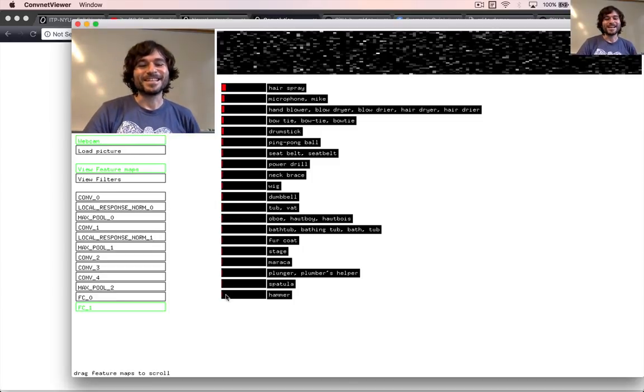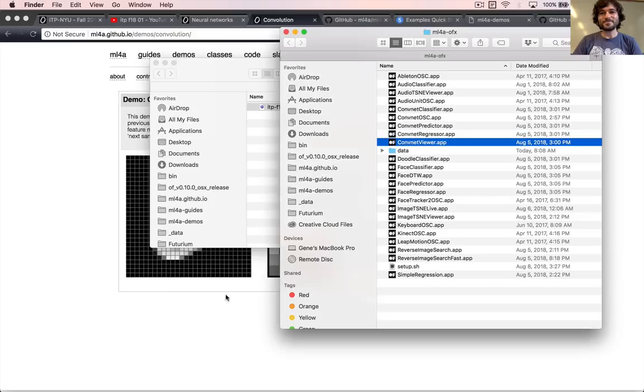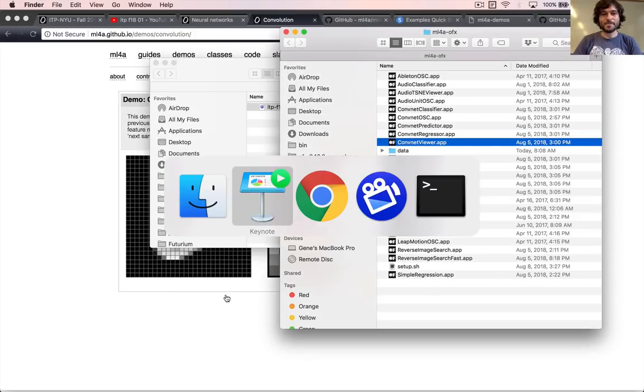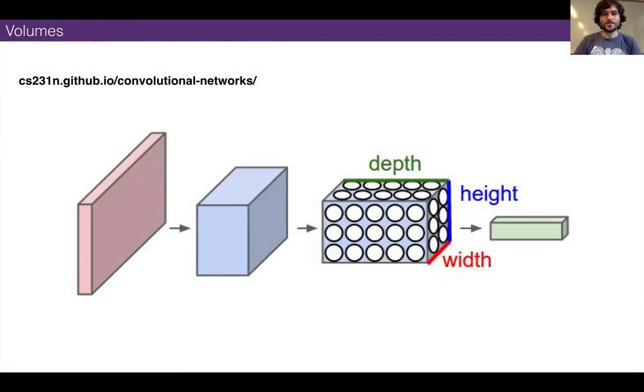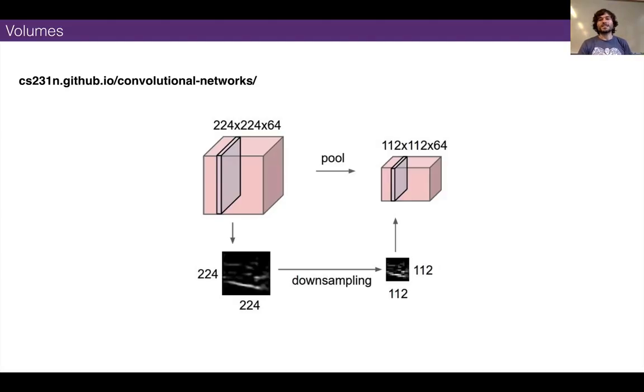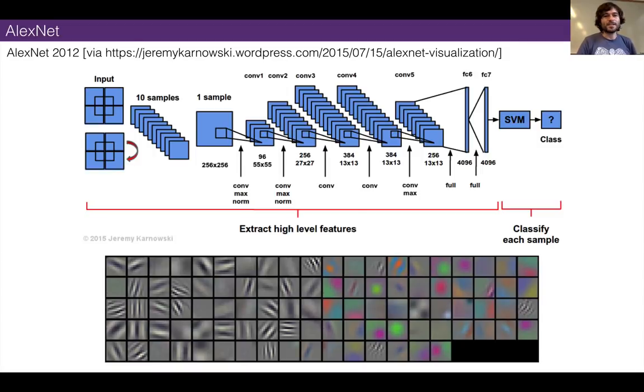So, okay, let's get out of this and get back to the slides. Okay, so that's the basic idea of convolutional networks, right? And now just a little bit of historical stuff.